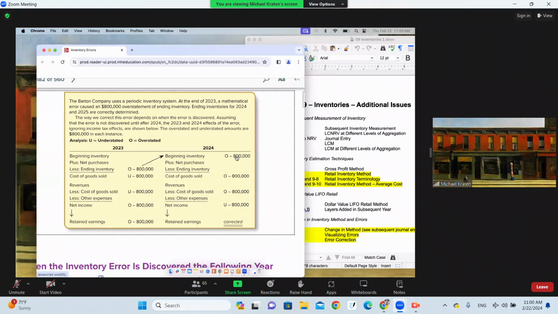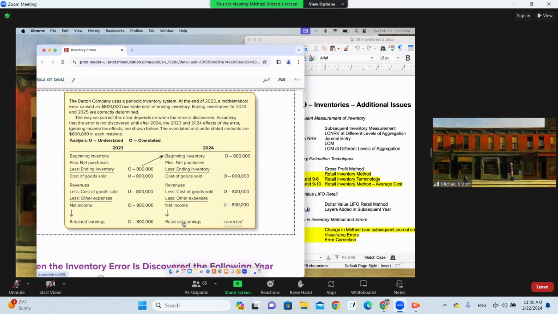Well, if inventory at the beginning of this year is overstated by 800, then based on this same formula, cost of goods sold this year will be overstated by 800, which means that if your expense is overstated by 800, revenues minus expenses, or net income, will be understated by 800.